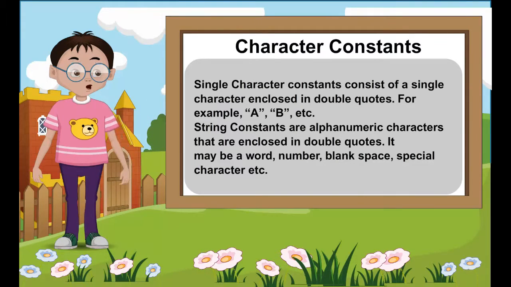Character constants. A single character constant consists of a single character enclosed in double quotes. For example, "A", "B", etc. String constants are the alphanumeric characters that are enclosed in double quotes. It may be a word, number, blank space, special character, etc.